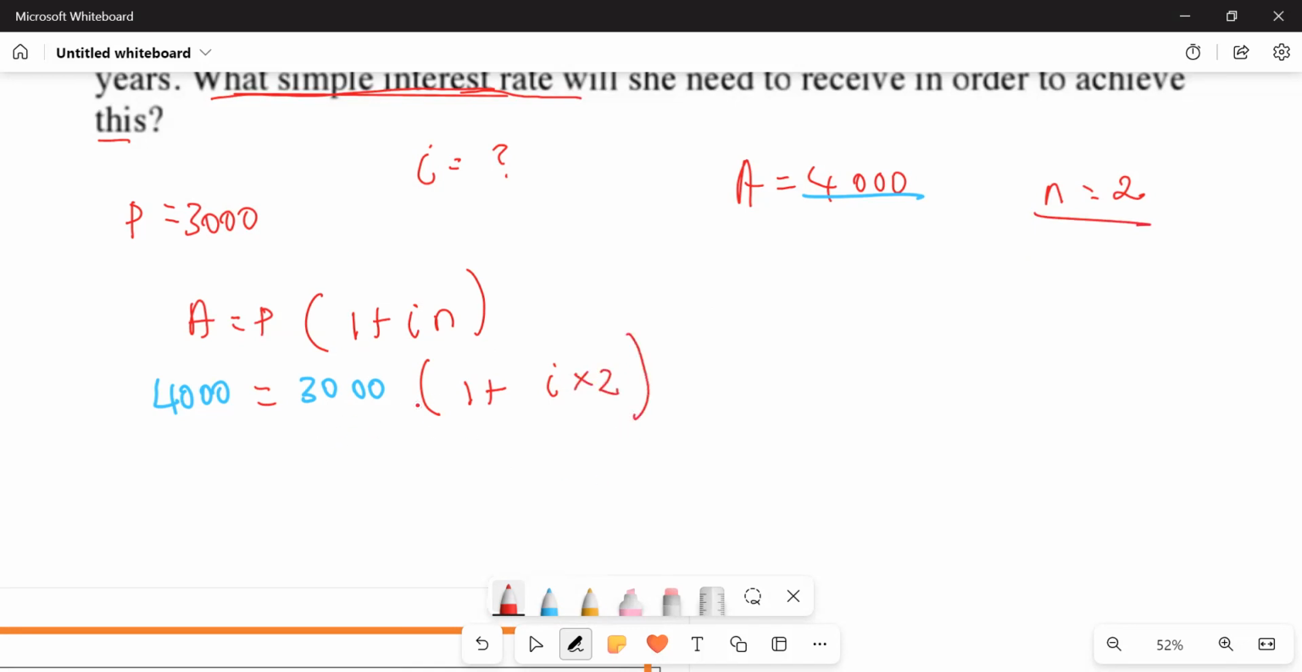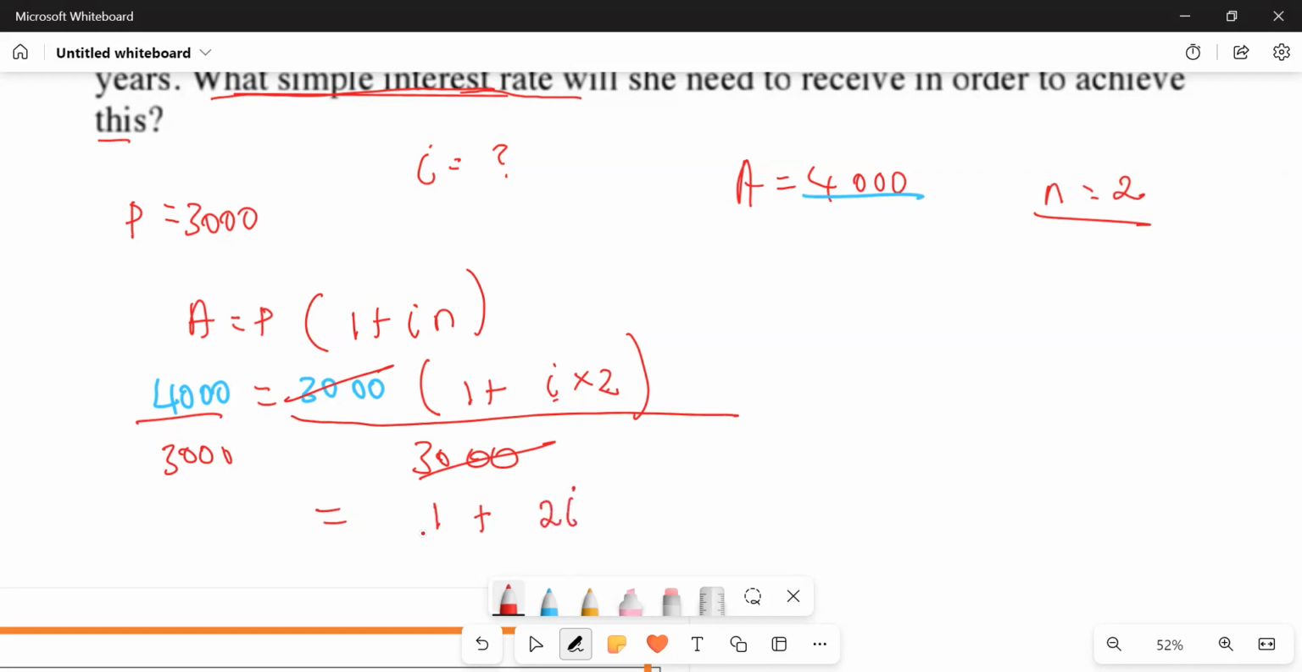And then from here onwards, we want to remove the brackets. How do you remove the brackets? You can multiply or you can divide. The simplest one is to divide. So we're going to divide both sides by 3,000. The 3,000 and 3,000 divide each other out, and then you're left with 1 plus I multiplied by 2.